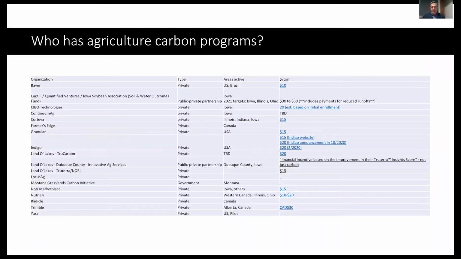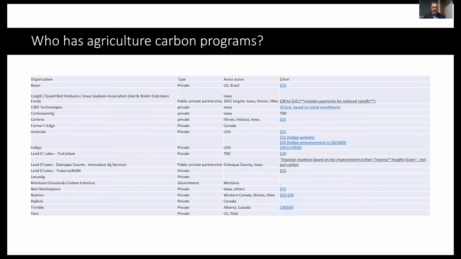So who has agriculture carbon programs? This is not a complete snapshot, and this is based on research that we've been able to do via reporting on the internet. And so there may be more programs. Some of these programs may have changed, but this is just an example of some of the programs that are available for agriculture, and specifically growers, agri-retails, and co-ops that they can participate in.